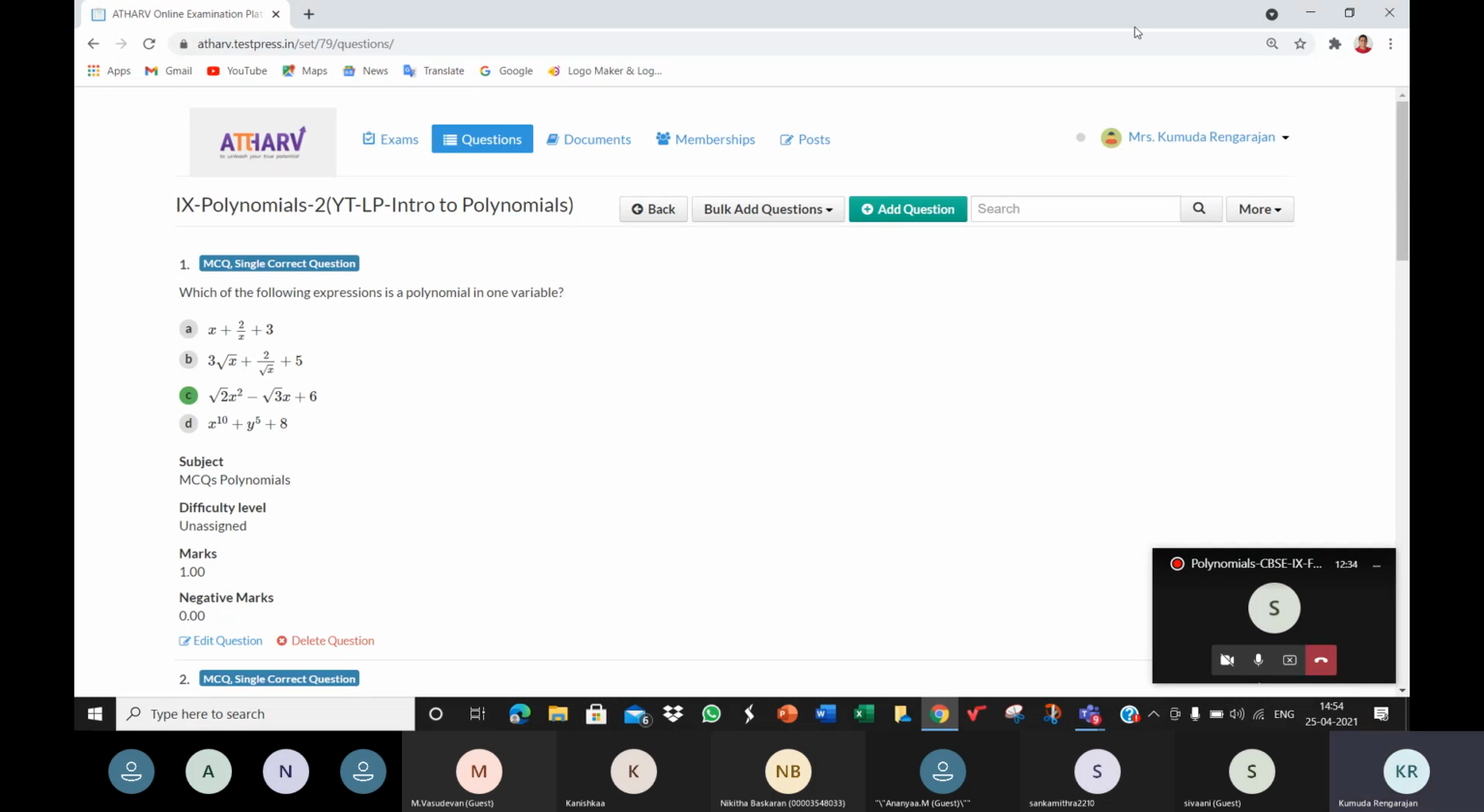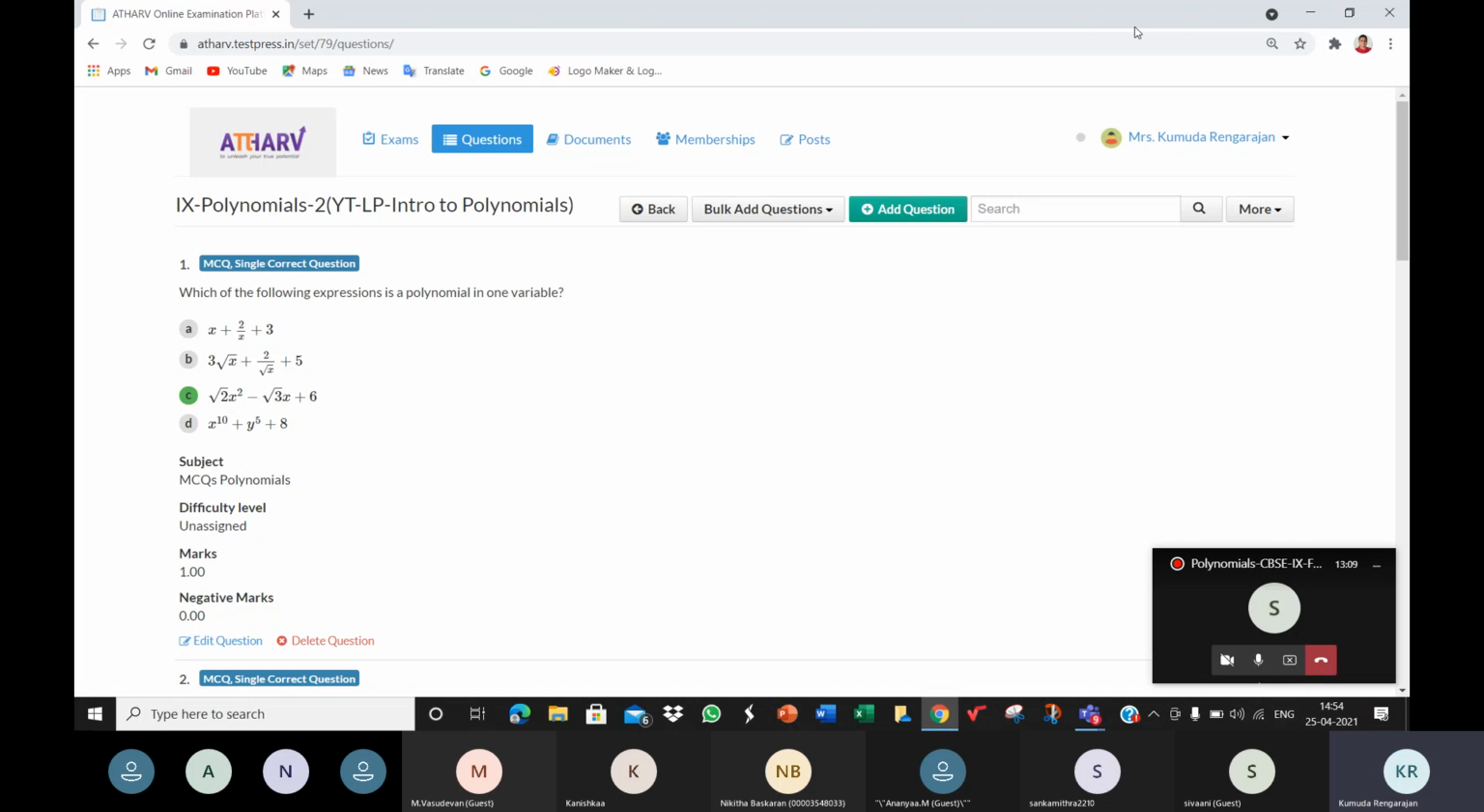So in the option given against C, in the first term, the variable is x, its power is 2, which is a whole number. The second term is minus root 3x. X is the variable, its power is 1, which is again a whole number. So the option in C is an algebraic expression as well as a polynomial because the variables have whole numbers as their powers. Okay, so C is a polynomial. It is definitely an algebraic expression. It is a polynomial. What about D?